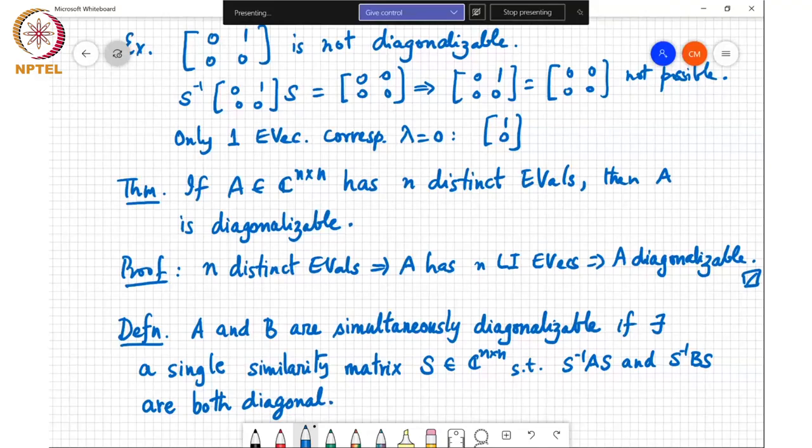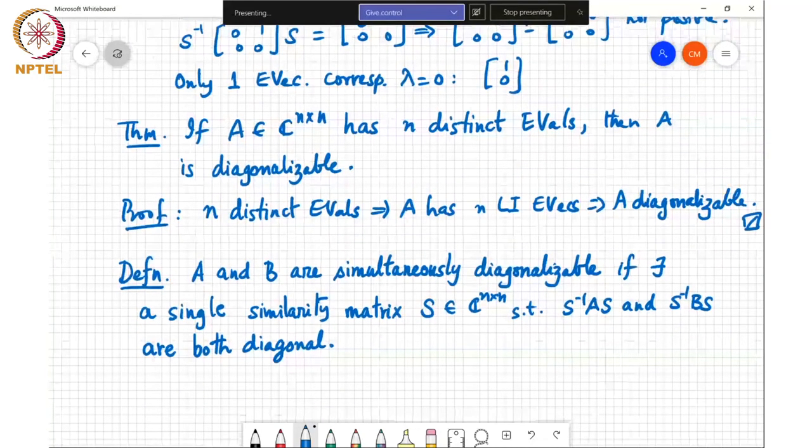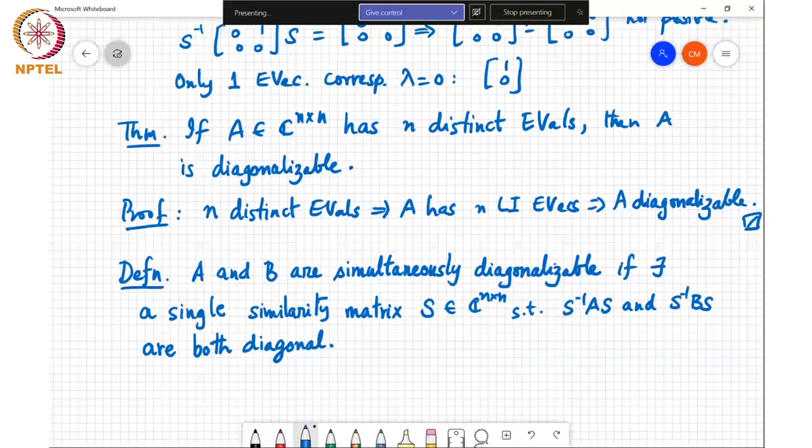What this in words means is that there is a basis in which the representations of both these linear transforms are diagonal. So both these are diagonal. They need not be the same diagonal matrix. All you need is that S inverse AS and S inverse BS are both diagonal. In other words, A and B need not be similar to each other, but they can be simultaneously diagonalizable.